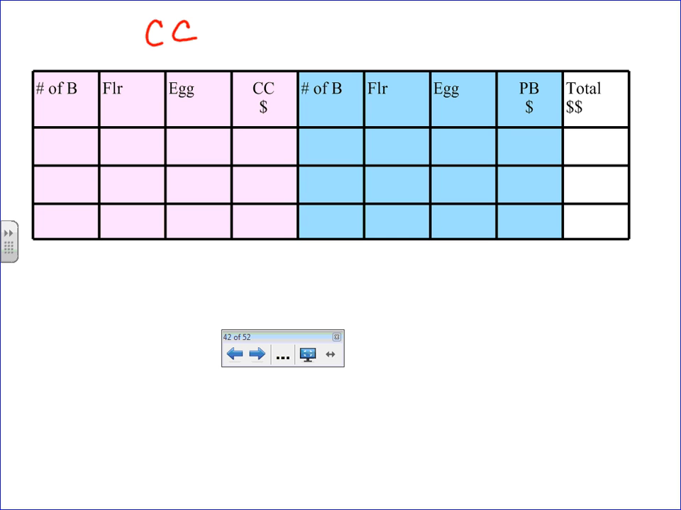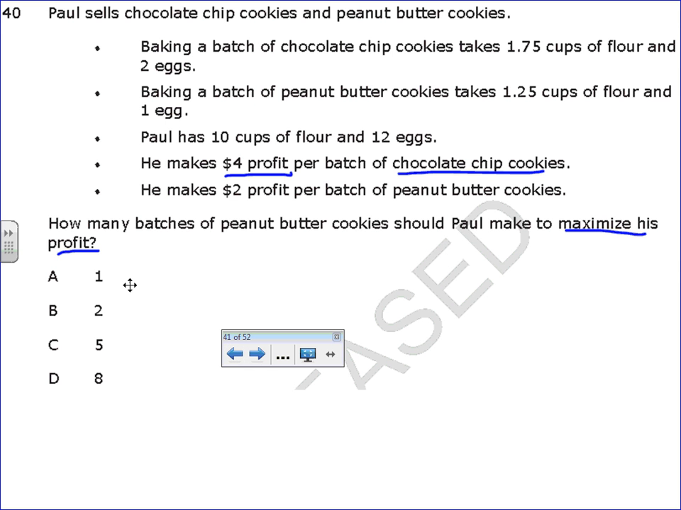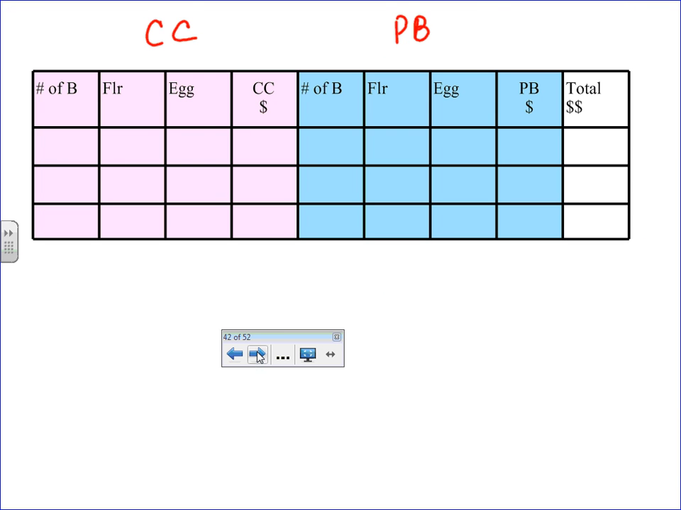This shaded region represents the chocolate chip cookie side. This represents the peanut butter. The one thing that is helpful about this problem is that it's not grid response. These are my only options. How many batches of peanut butter cookies? 1, 2, 5, and 8. Those are the only ones I'm going to plug in. So when it says number of batches for chocolate chip cookies, I'm going to put in 1, 2, 5.